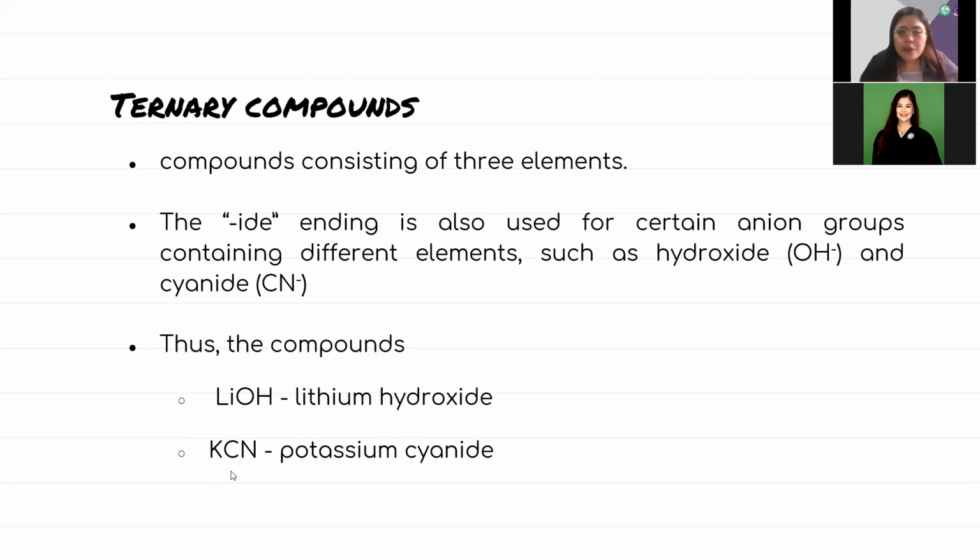And then another one, KCN, K is potassium again. This is a metal, so potassium, and then CN is cyanide. This is a polyatomic ion, so we have potassium cyanide. So kung nakikita nyo dyan sa screen, tatlong elements sila. Kaya tinawag na ternary compounds.